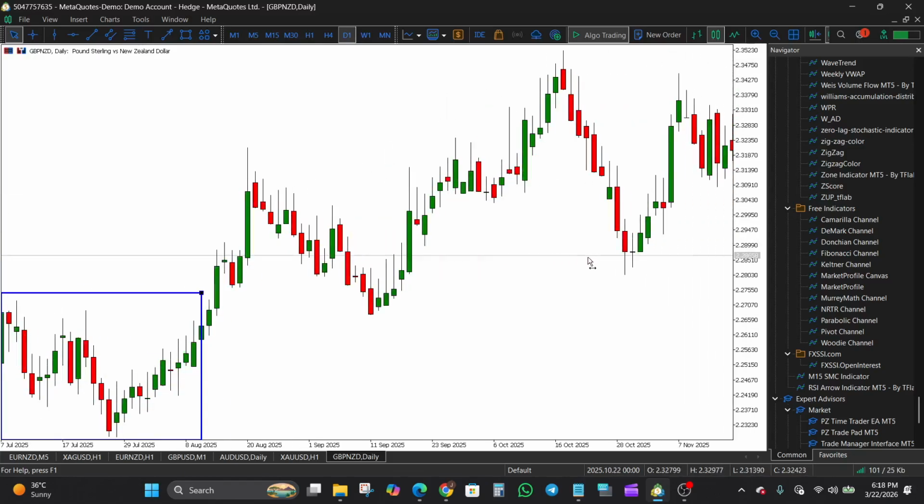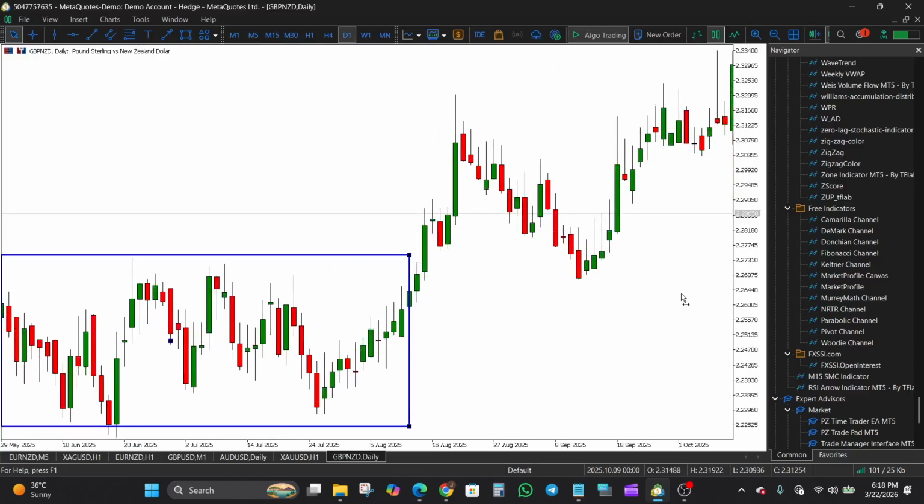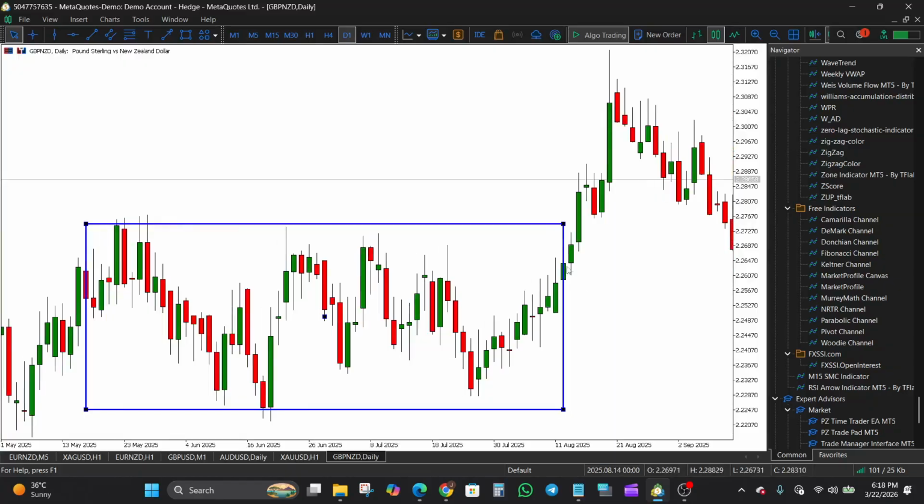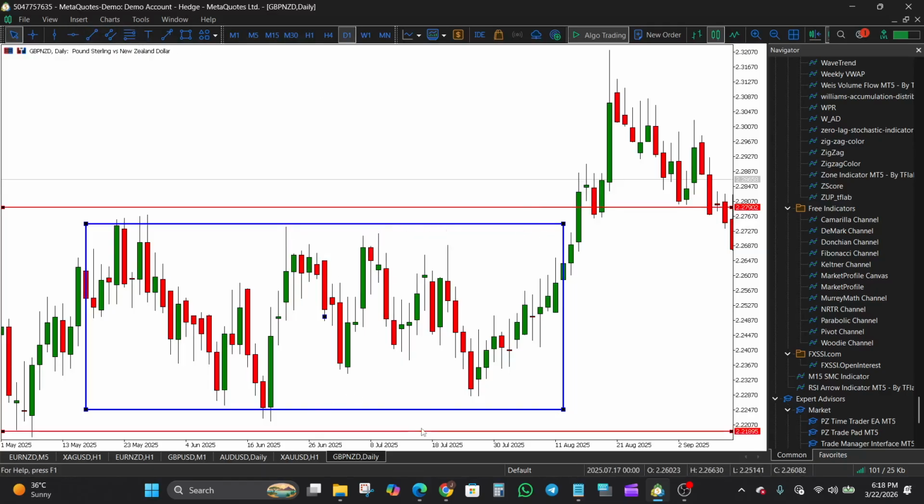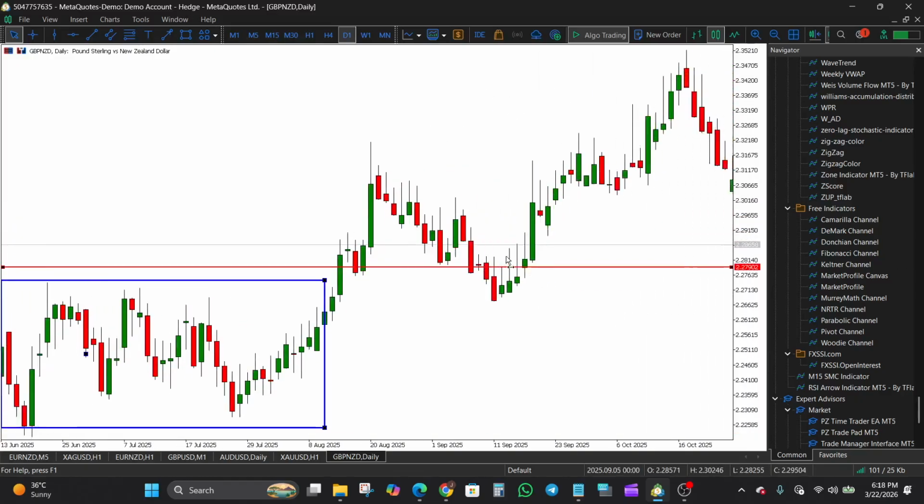This phase is important because it builds liquidity. Stop losses from traders accumulate above resistance. For those seeking sell trades, they're going to have their stop losses above resistance, and then you're going to have stop losses below support. So these stop losses accumulate above resistance and below support, and then finally you have the breakout phase.